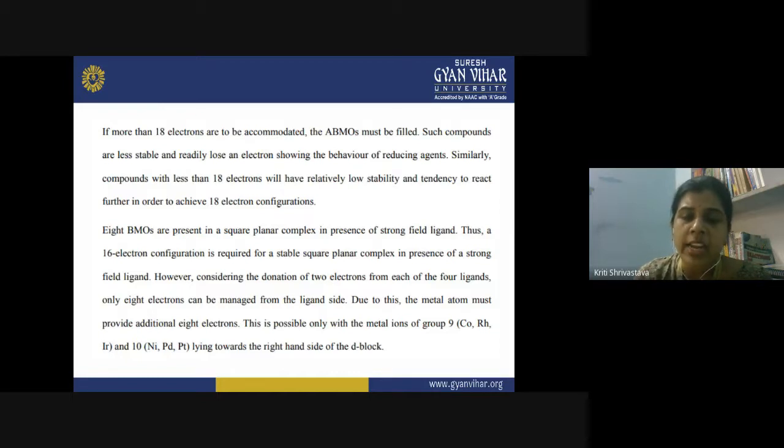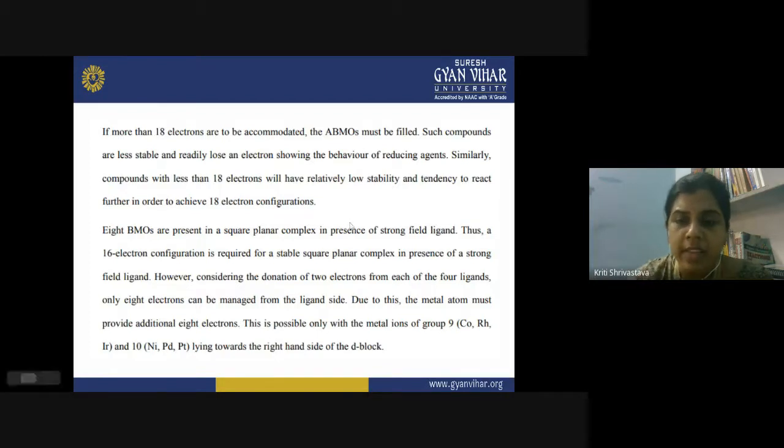So, only 8 electrons are coming from the ligand side, especially in the case of square planar complex. So, now what happens? Due to this, the metal atom must provide additional 8 electrons. Where will it get the additional 8 electrons? Just to complete the count of 16. So, this is possible only with the metal ions of the group 9.